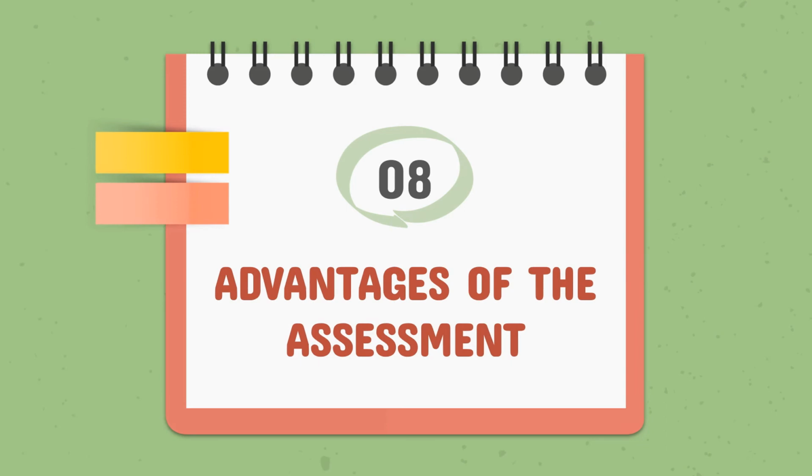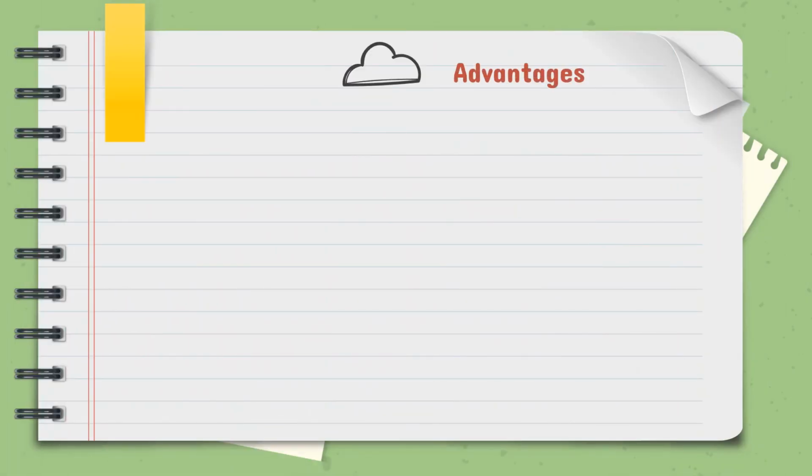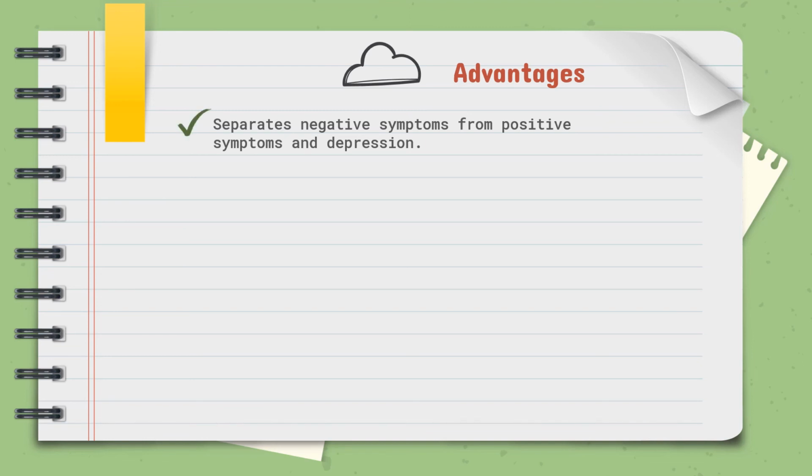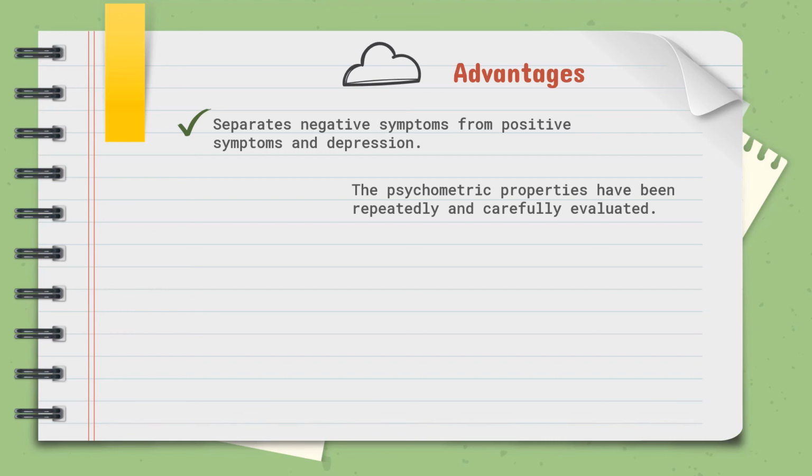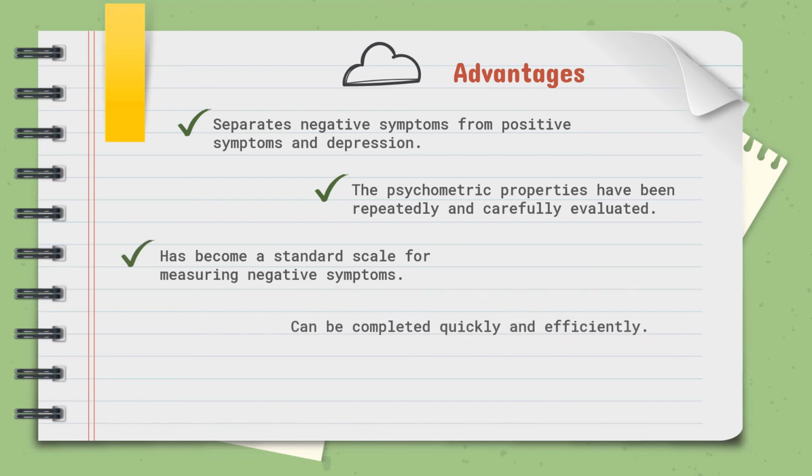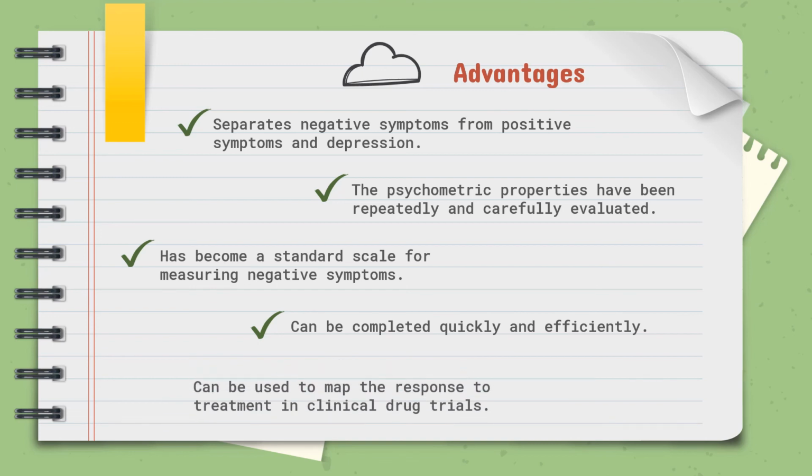Advantages. The advantages of the assessment is, it can separate negative symptoms from positive symptoms and depression. Next, the psychometric properties have been repeatedly and carefully evaluated. It also has become a standard scale for measuring negative symptoms, as it has been widely used in a variety of settings. Besides, it can be completed quickly and efficiently, once the investigator is familiar with it. Finally, SANS can be used to map the response to treatment in clinical drug trials, and evolution of symptoms over time.